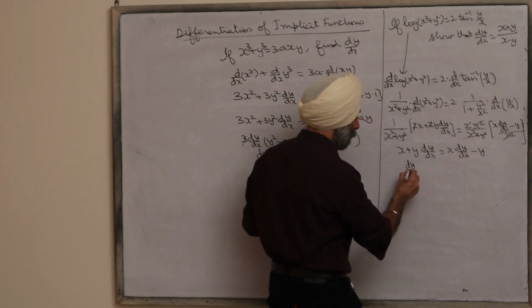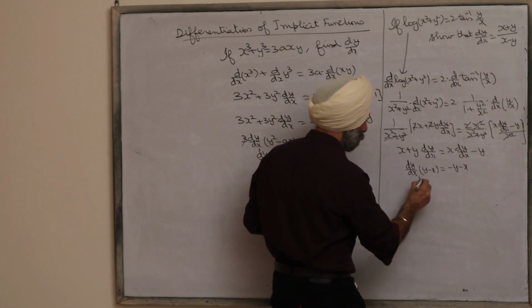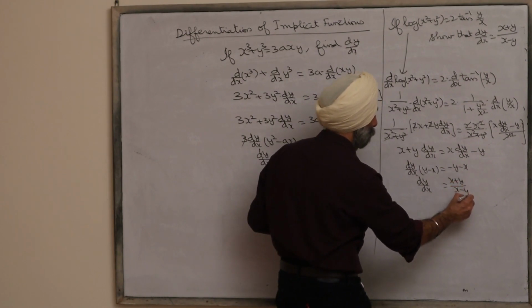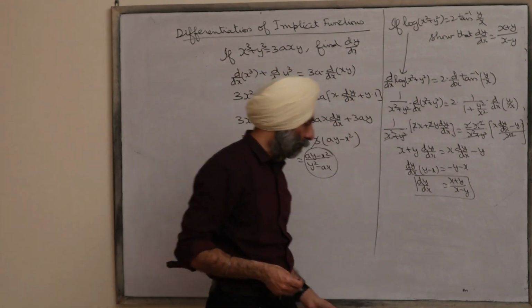So combining the terms containing dy over dx, it is minus y minus x, or dy over dx is equal to x plus y over x minus y, which is the required proof here.